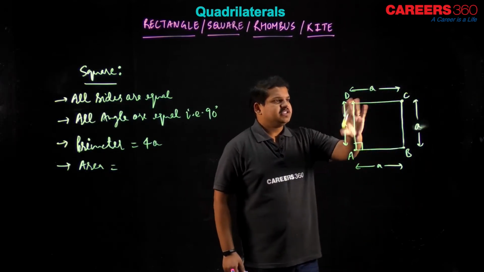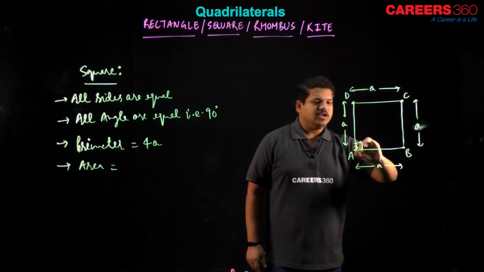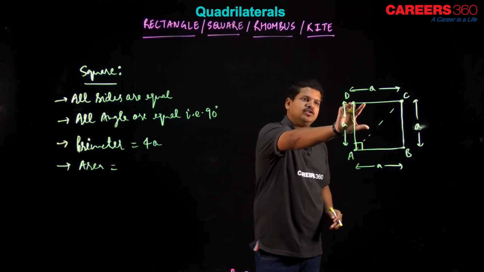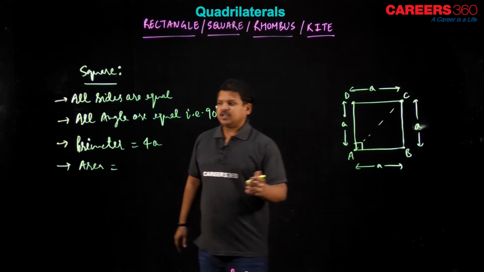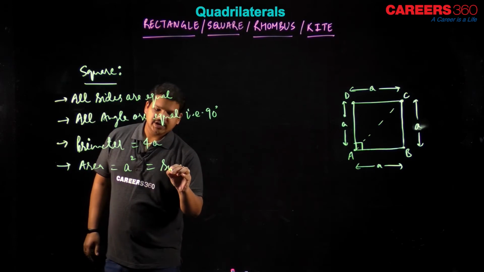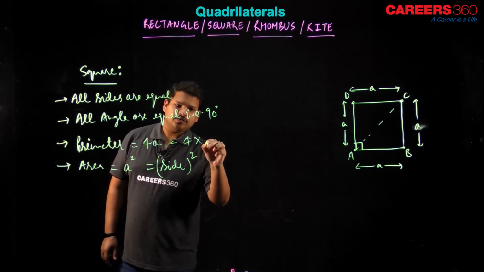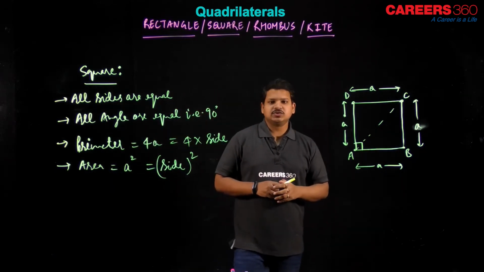Now, again, half into base into height, half into base into height. So, if I convert this into two triangles, that is half A square plus half A square. So, what I will be getting is A square. So, that is side square for the area, and the perimeter will be 4 into side. I hope it is making sense to you.